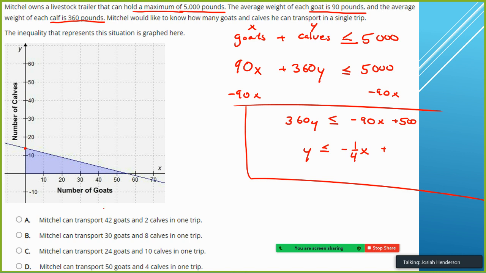Looking at what they're asking us below, they're asking us which one of these has to be true. So I think this is actually kind of testing us on, assuming that their graph is correct, which I'm going to go ahead and assume it is, and I must have made a weird mistake in my math. These are like our points. So this is another question and kind of checking our points. 42 goats, 2 calves for option A. So we go over to 42, somewhere right here.